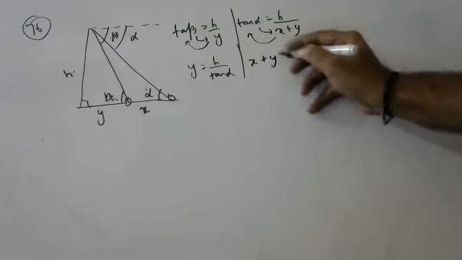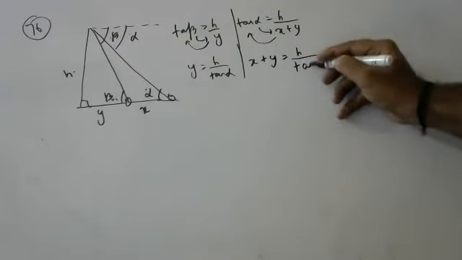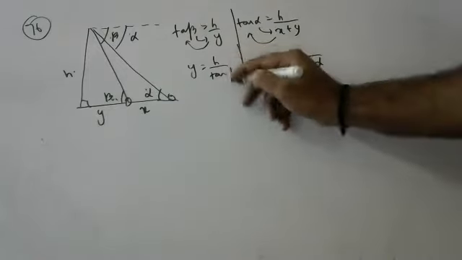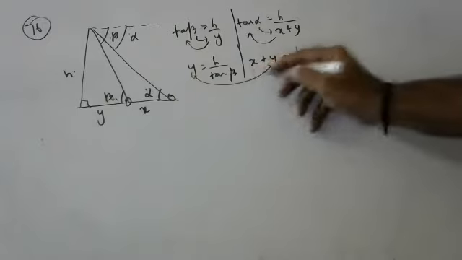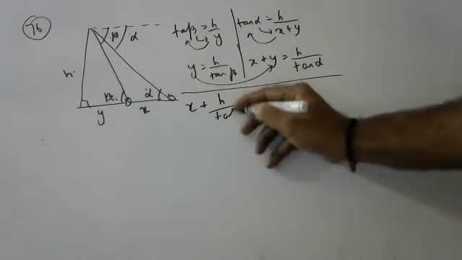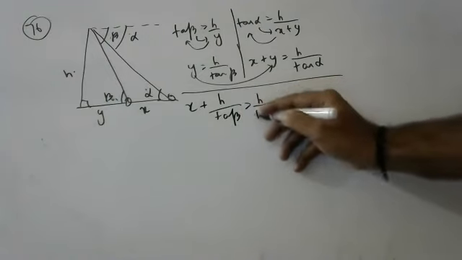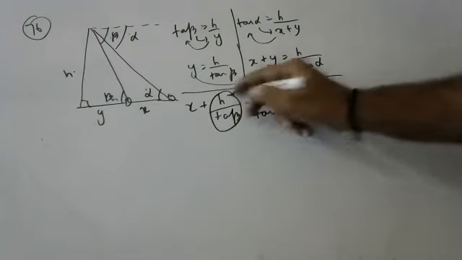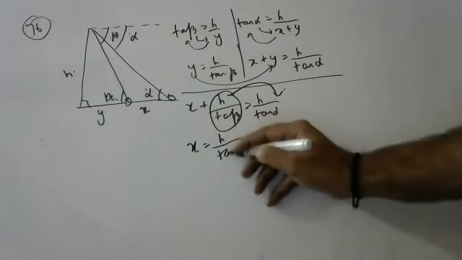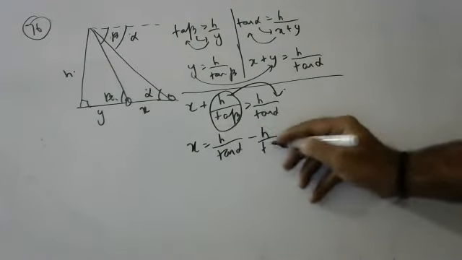x plus y is equal... Sir, it's h by tan beta, right, sir? H by tan beta. Okay, now substitute y here. So x plus h by tan beta is equal to h by tan alpha. Bring this whole thing here, children. So x is equal to h tan alpha minus h plus h tan beta.